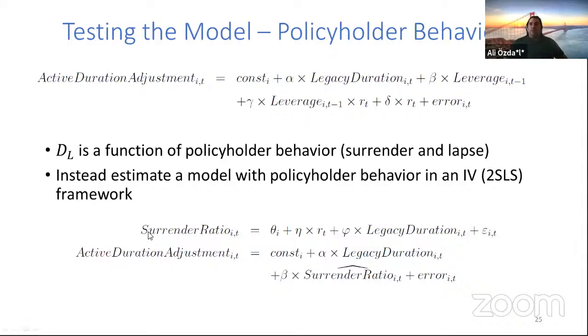So therefore, instead of running this regression that we have been running so far, we run a 2-step regression. In the first step, we put the surrender ratio on the left-hand side and the interest rate on the right-hand side. And in the second regression, which replaces our main regression, we use this predicted surrender ratio that comes from the first step and check the coefficient of that variable. All right. So what we expect is for this coefficient to be positive: higher interest rate, higher surrender ratio. Okay. And the coefficient of the surrender ratio to be negative: higher surrender ratio, lower active duration adjustment. All right.